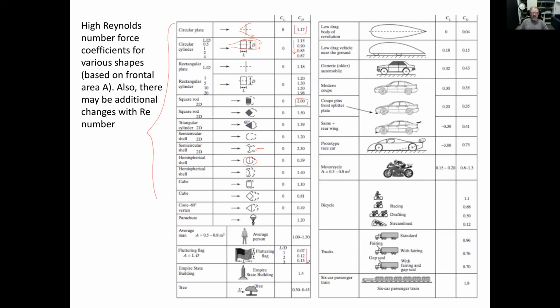Again, everything is normalized. Remember, CD is the drag over half rho velocity squared, and then there is a reference area here, S. So the reference area of the flag would be the flag itself. If I'm looking at a person, then the frontal area of the person. So this is a side area and this is a frontal area.